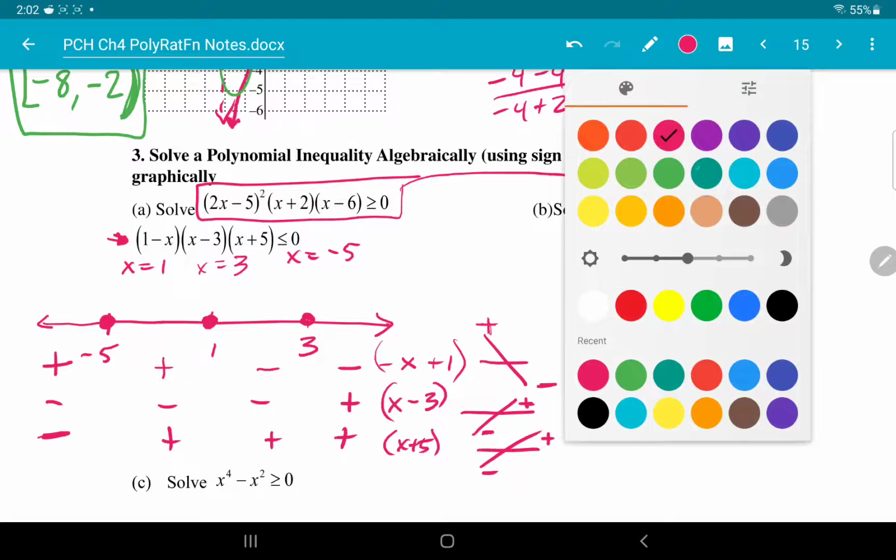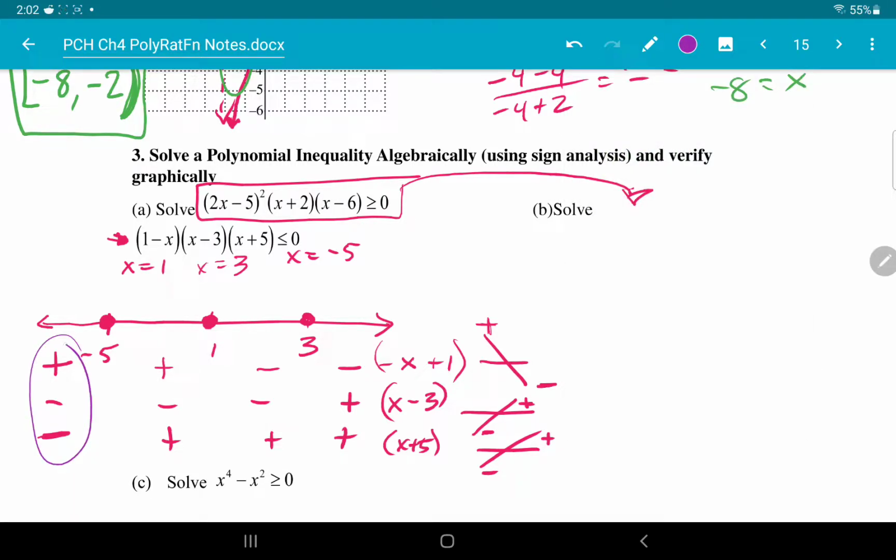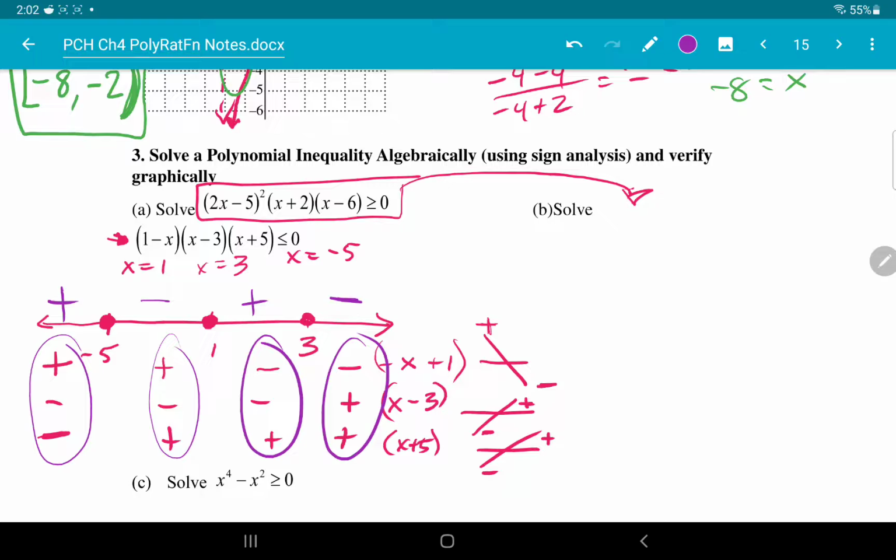Let's see our end results. So we have positive times negative, that's positive. This gives us negative, this gives us positive, and this gives us negative. All right, so our final solution set, what do we see?